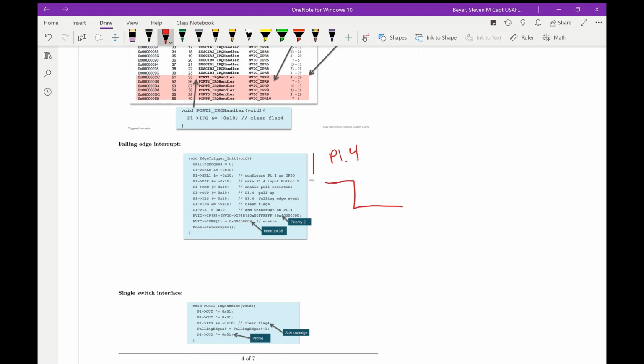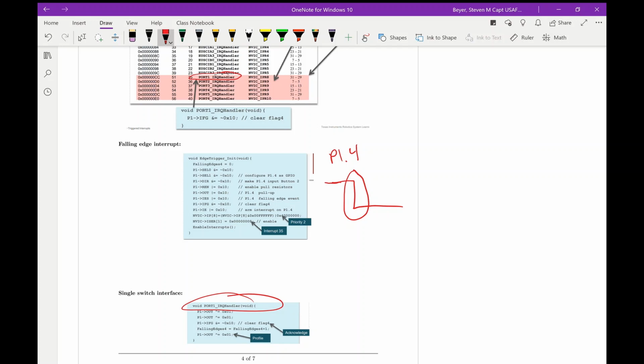And we're going to create an interrupt on this so that as soon as this happens, since this is port 1, we're going to be calling the port 1 interrupt controller handler, which is right here. So as soon as this goes from a 1 to a 0, it's going to call the port 1 IRQ handler, and that's going to then run this function down here.